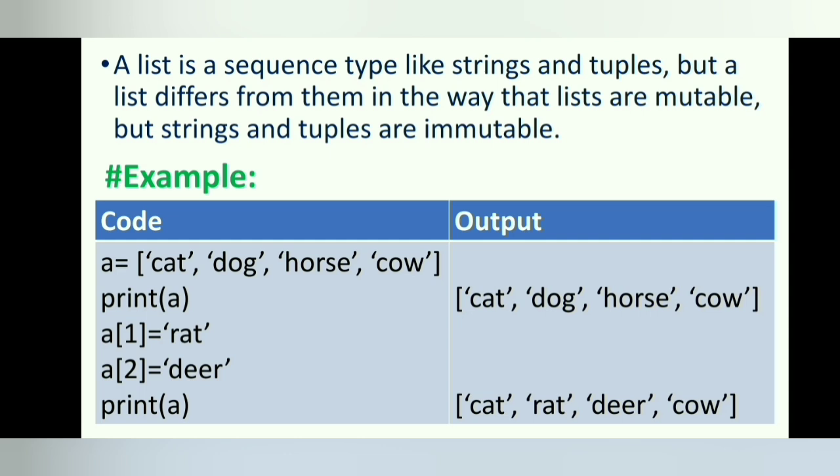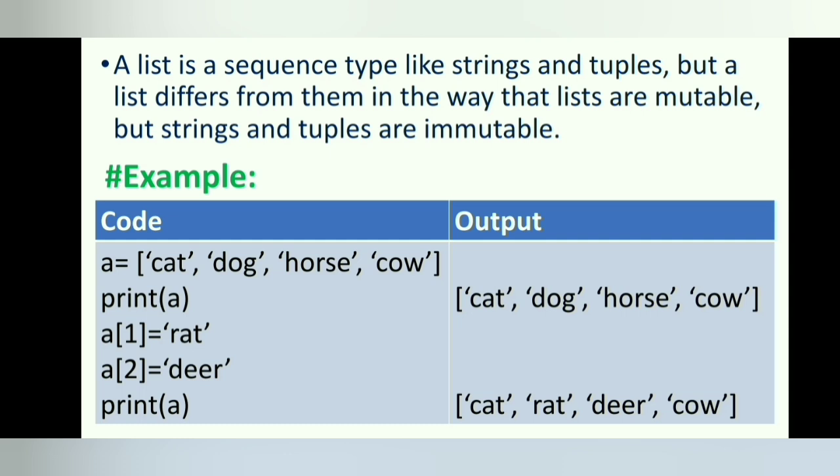The first and second elements of the list are modified. Previously they were dog and horse. Now the new values are rat and deer. Lists are mutable. That means the value of an item in a list can be modified with an assignment statement. We can use an index of a list to change the value at that index.